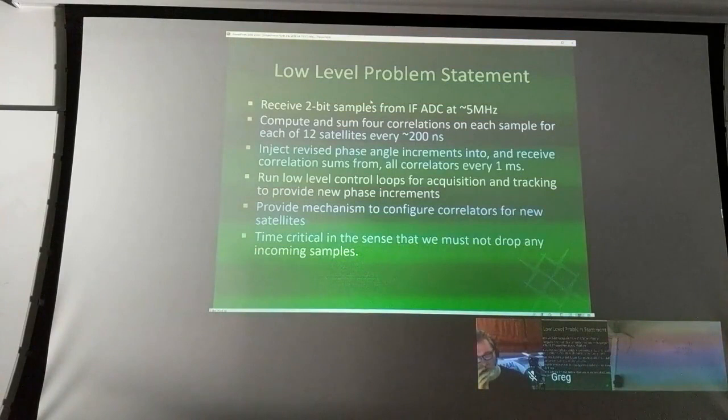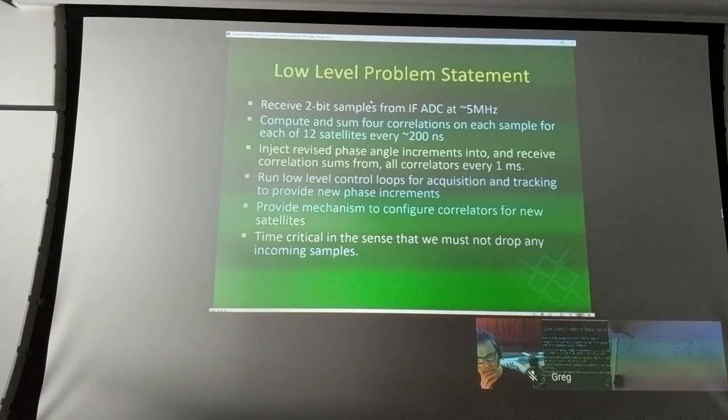So basically, for a given satellite, we then compute and sum 4 correlations of these data. And of course, we need a tool, an instrument for computing these correlations for each of the satellites that we're trying to track or acquire at the moment. So we end up with a whole bunch of nodes sitting there being correlators. And basically, one data sample, normally per 200 nanoseconds or so, goes charging down this pipeline of correlators. And every millisecond, we talk to the correlators. We give them new phase angle increments for tiny frequency shifts or by trying to shift phase. And we receive correlation sums from all of them, which is 48 numbers in the case of 12 correlators.